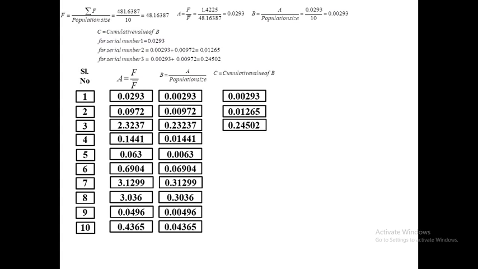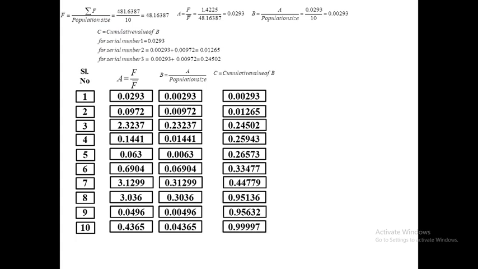For example, for serial number 3, I sum the three values: 0.00293 plus serial number 2, 0.00972, and after that plus the third value, which gives 0.02327. Likewise, for all the numbers, I get the 0.24502 value, which is the cumulative value. So I can find all the cumulative values with respect to population size.